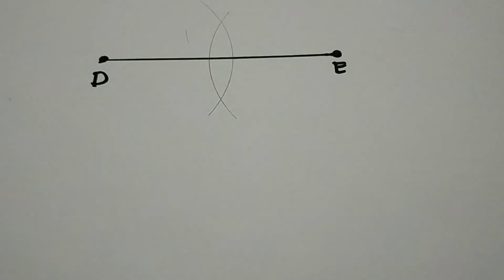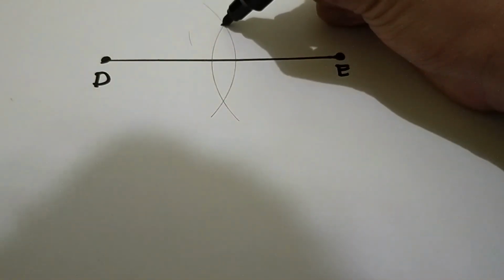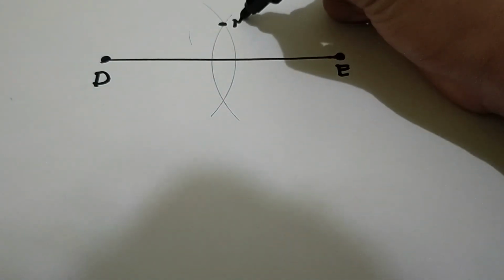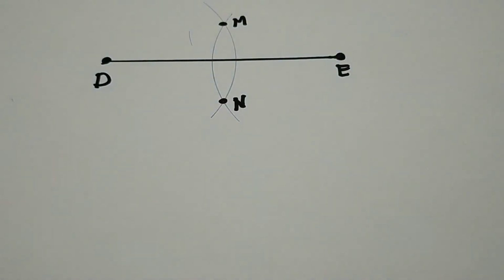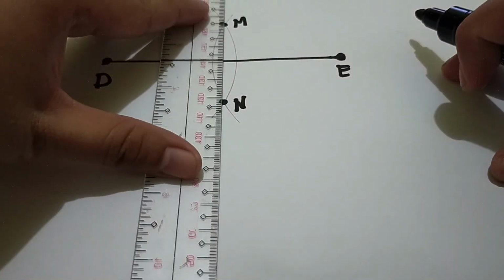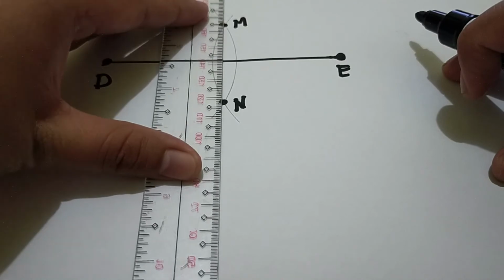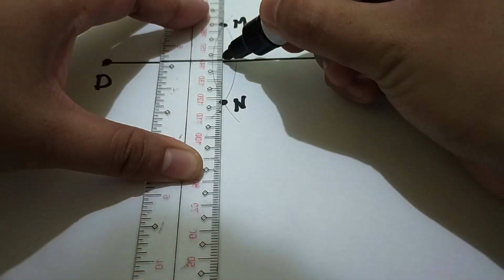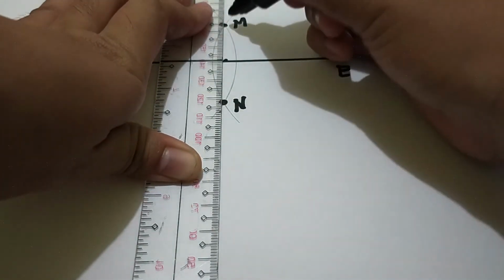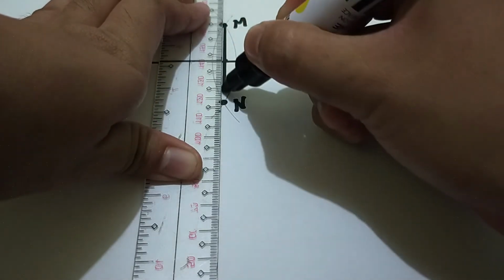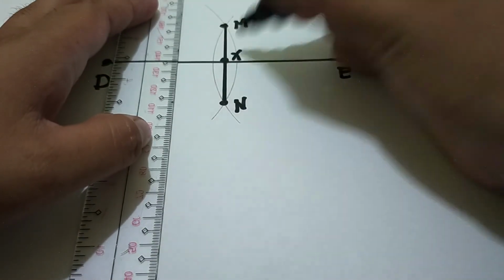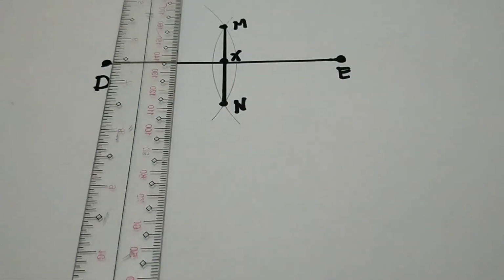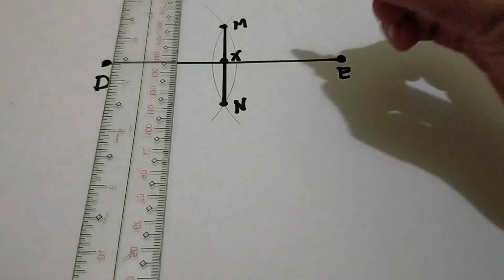After drawing an arc, you have to connect. We now have these points of intersection, this one, and we are going to name it as point M. And this one, we are going to name it as point N. And then after that, we will connect these two intersections, but at the middle, you also need to mark a point. So we will connect points M and N, and the point at the middle, we are going to name it as point X.